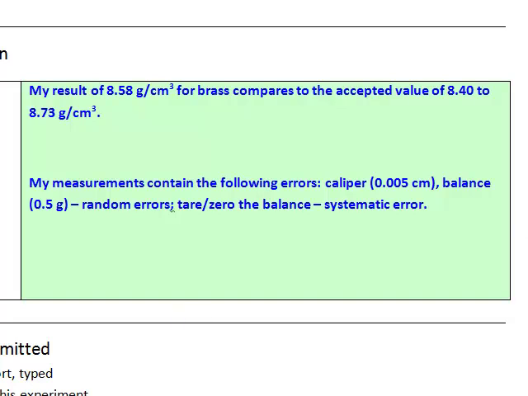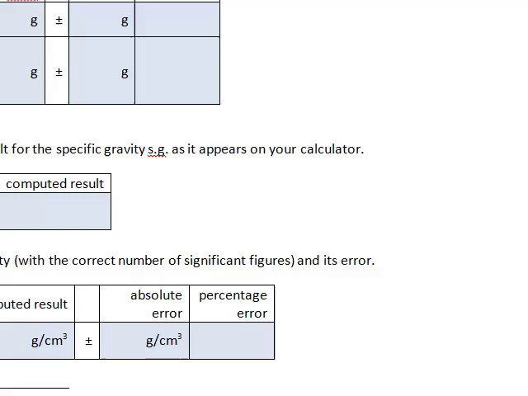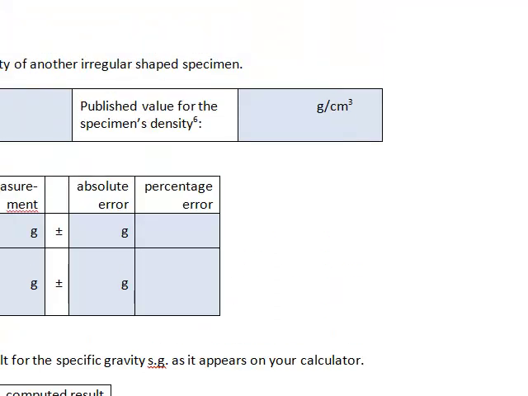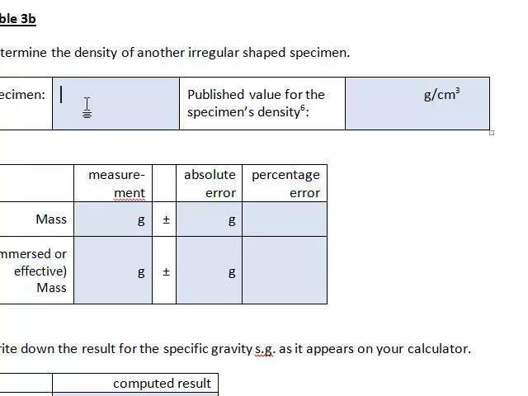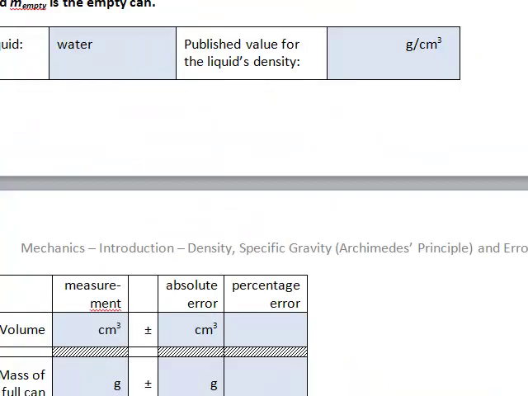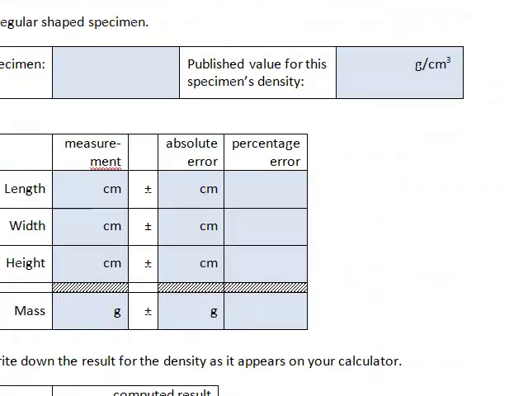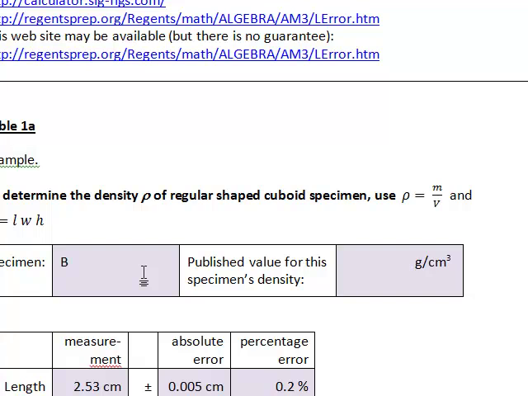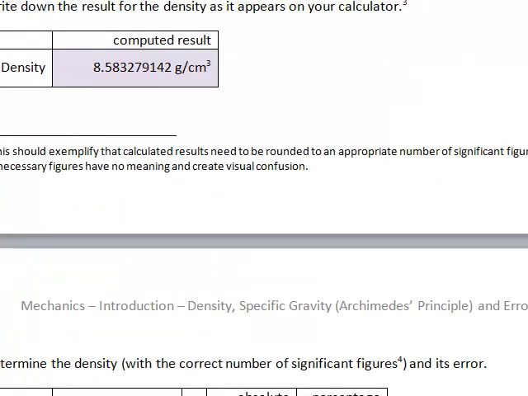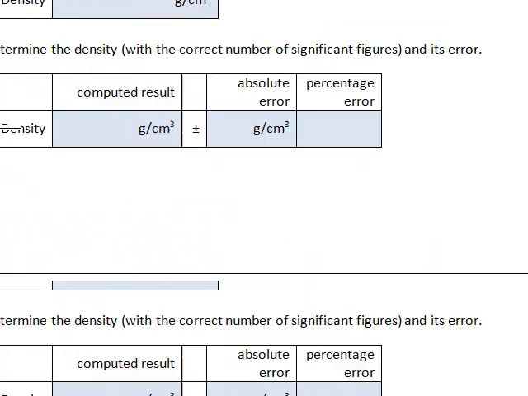Next, we're going to look at the irregular shaped specimen, and those were those steel screws. Oh, and I should actually say that here. Let's see, where was it again? There. This was brass, and that was the 8.40 to 8.73 grams per cubic centimeter. Okay, now let's do the irregular shaped specimen.